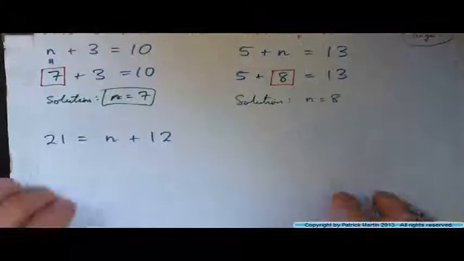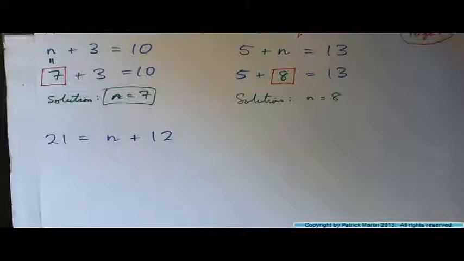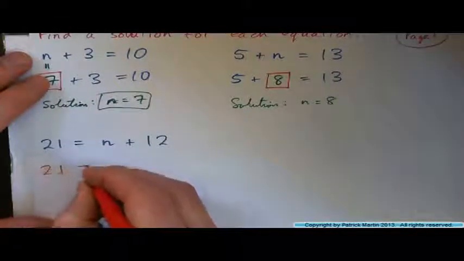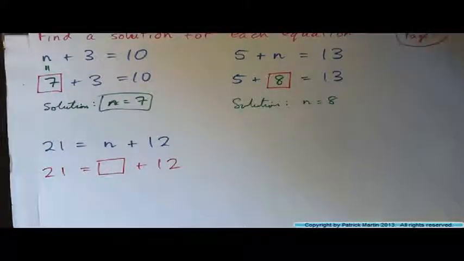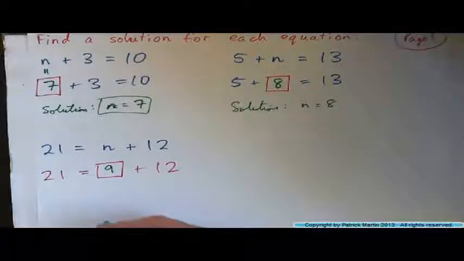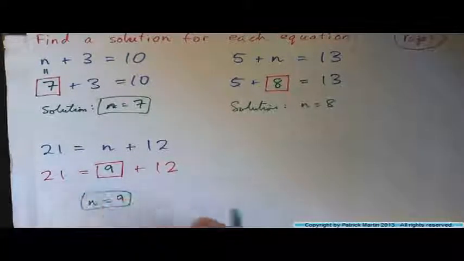Now how about this one? Press pause and do this one. 21 equals n plus 12. Rewrite it with a box. 21 equals box plus 12. Write in what number will work now. What number will make the equation true? 21 equals what number plus 12? Is it 9? Right? So the solution is n is 9.